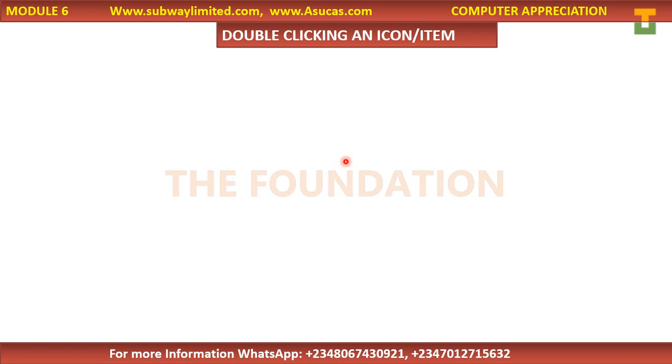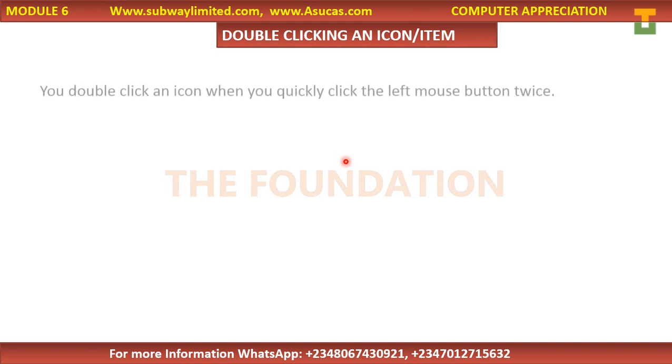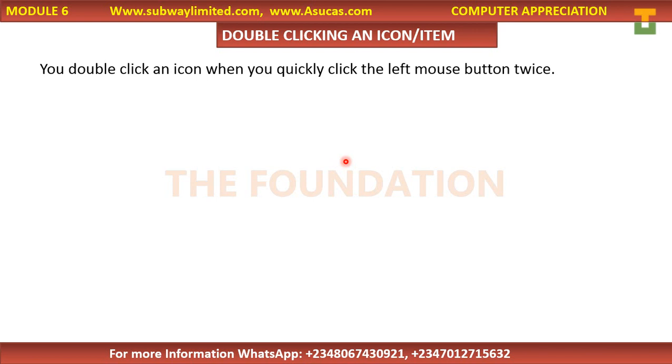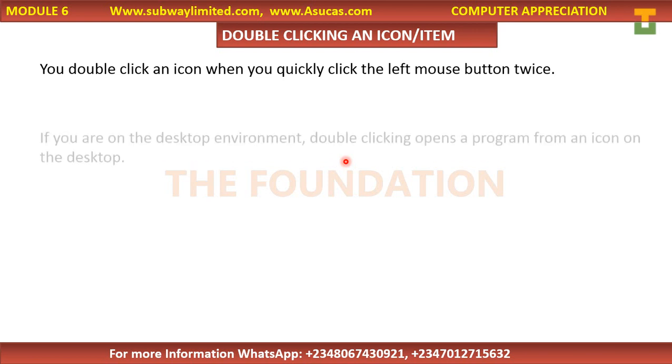Double clicking an icon or item. When we say double click, that means you click the left mouse button twice. You double click an icon when you quickly click the left mouse button twice. So when I say double click, that means you quickly click the left mouse button twice. That is what you have to do.